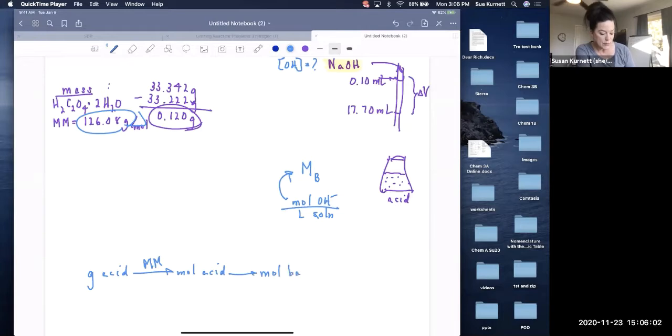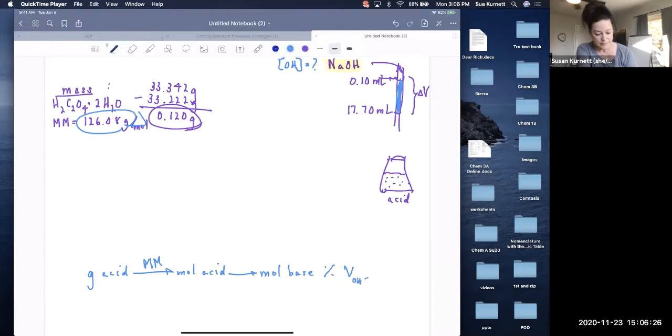And once we get to moles of base, if we divide by the liter of solution that it's in, that's the molarity. And so we're going to divide by the volume, but the volume needs to be in liters. And that's the stuff that came out of the burette.